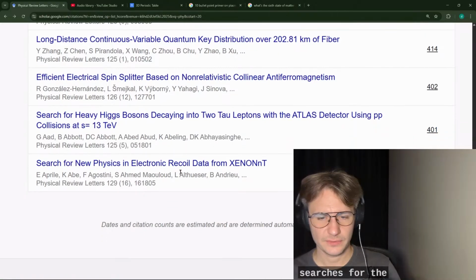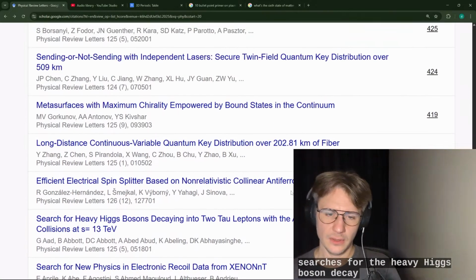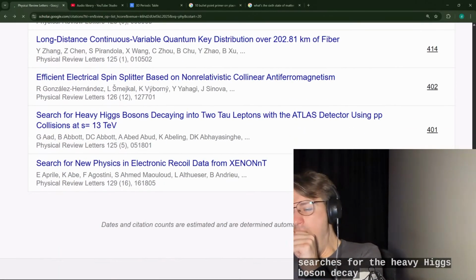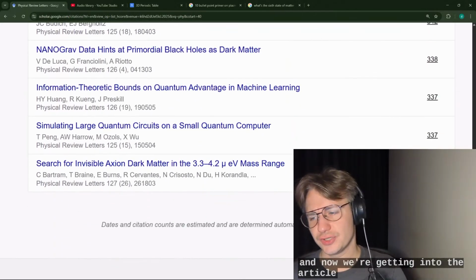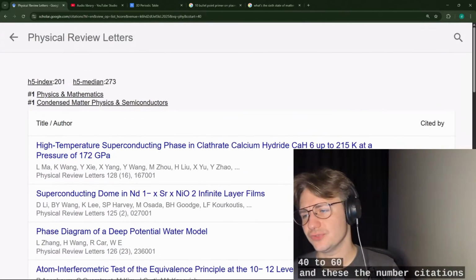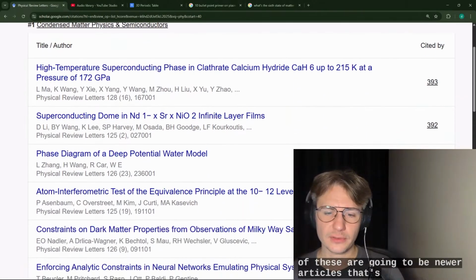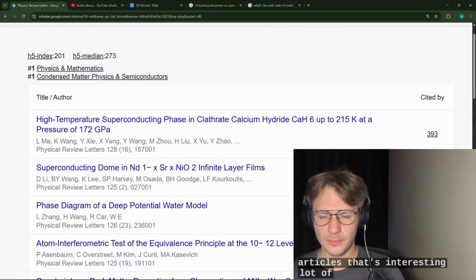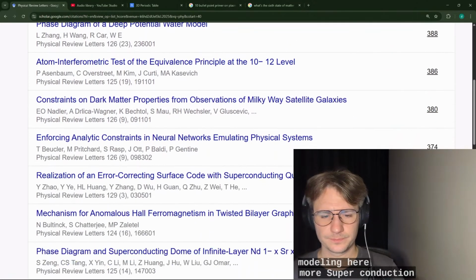Searches for the new physics, searches for the heavy Higgs boson decay. And now we're getting into the article range. Yeah, this is like 40 to 60. And the number of citations here has really dropped off. We're down to like 400. So many of these are going to be newer articles. That's interesting. A lot of, oh man, just a lot of quantum modeling here. More superconduction.